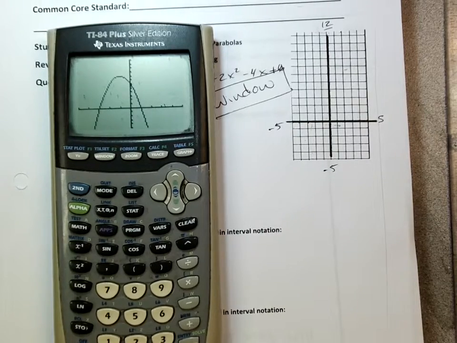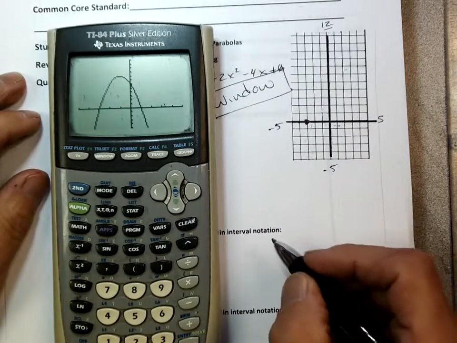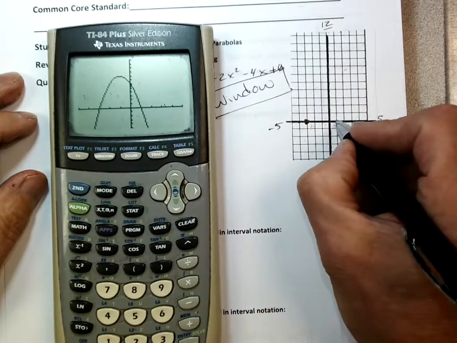Now there's a few things that are kind of nice for me. So remember how hard it was finding x-intercepts? 1, 2, 3. There's an x-intercept at negative 3. There's an x-intercept at 1.